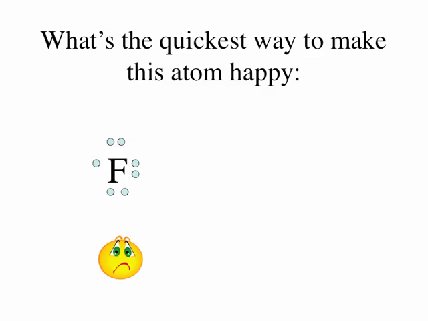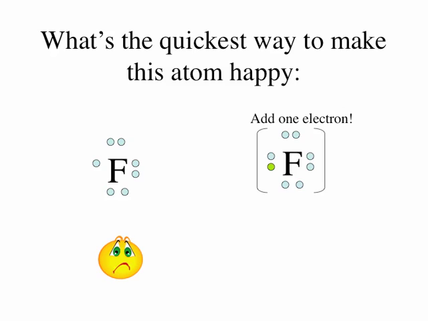So let's ask, what's the quickest way to make this particular atom happy? Here's the Lewis dot diagram for a fluorine atom. Remember, Lewis dot diagrams show us the outermost or valence electrons. In this case, fluorine has 7 valence electrons. The easiest way for it to get happy is to gain 1 more. That's easier than taking away the 7 in this shell and looking at what's underneath that. So we can add 1 electron. And then it has the 8 electrons that meet the octet rule, and now it's happy.